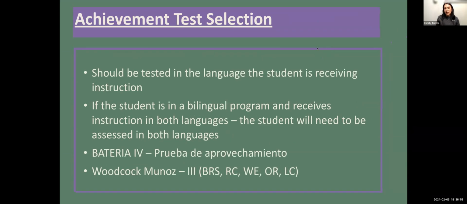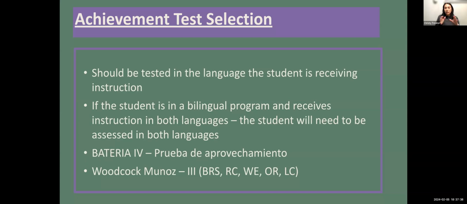On your achievement test selection, whenever we're testing for achievement, students should always be tested in the language that they're receiving instruction, or if they have received that instruction before. So my one student was instructed in Mexico, and the parent reported that the student was attending school every day whenever they were in Mexico, and they're now in an English program. It's best practice that if the student has a low basic reading score in English, I want to know, does the student have a low basic reading skill in Spanish as well?